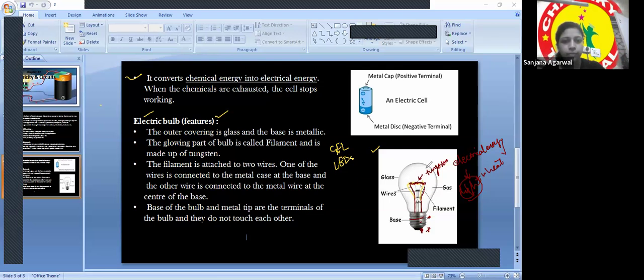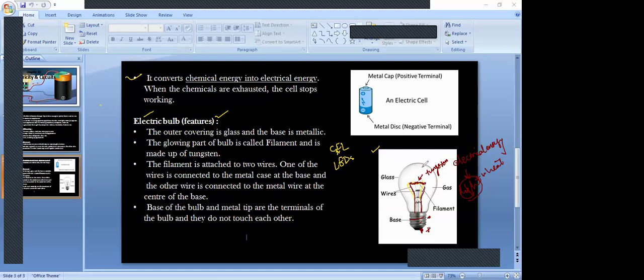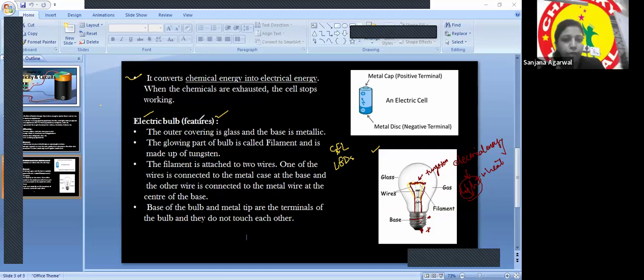Is it okay? Okay, ma'am. So the outer covering of the bulb is glass and the base is metallic. Base means the ring type structure. Next, the glowing part of the bulb is called the filament and is made up of tungsten. The filament is attached to two wires. One wire is connected to the metal case at the base, and the other wire is connected to the metal wire at the center of the base.